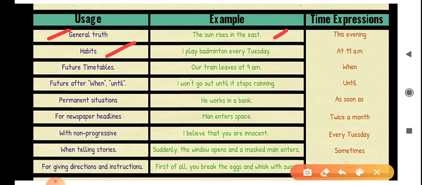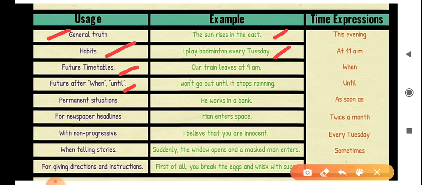For habits, we also use simple present tense. I play badminton every Tuesday. It's a frequent activity on Tuesday, that's why we use simple present tense. Future timetables: our train leaves at 9 a.m. Future, after, when, or until: for example, I won't go out until it stops raining.